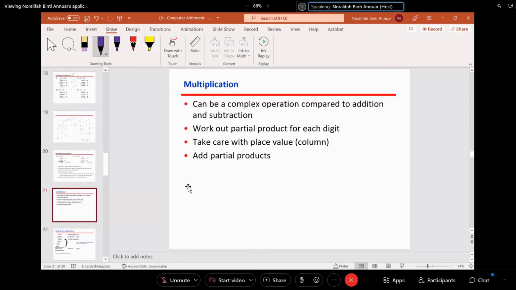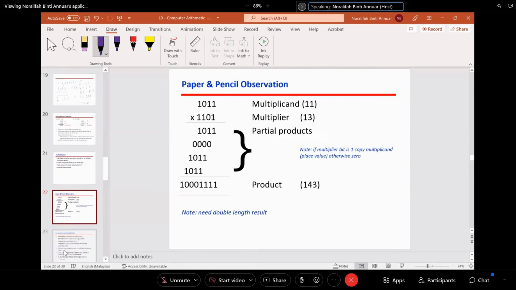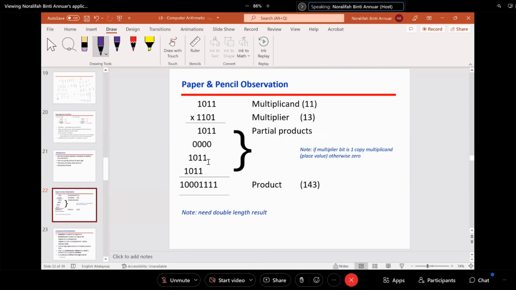Ya, yang ni yang kita buat ni, multiplication. Just now we do the addition, right? It can be complex operation compared to addition and subtraction. Work out partial product for each digit, take care with example. This is how we do the paper and pencil operation. Kalau you do the calculation, usually this is how we do it, right? Kita belajar masa kecil tu kan.